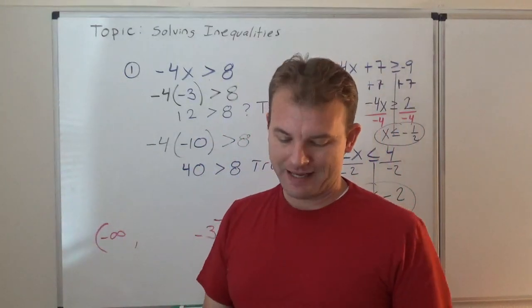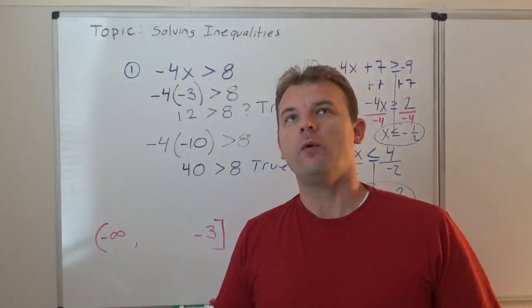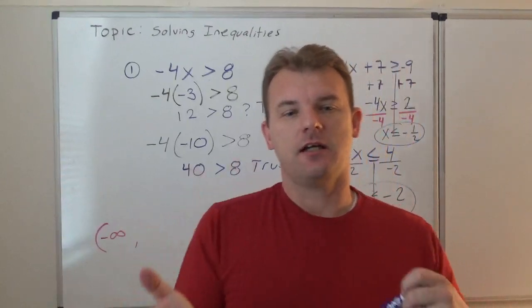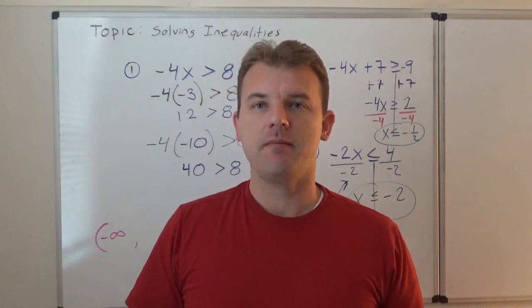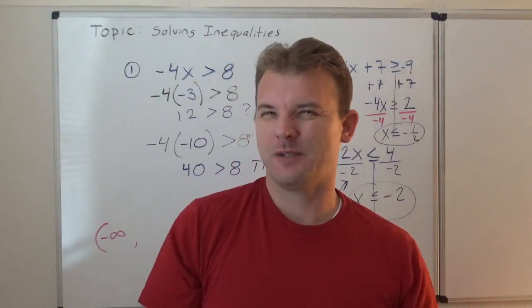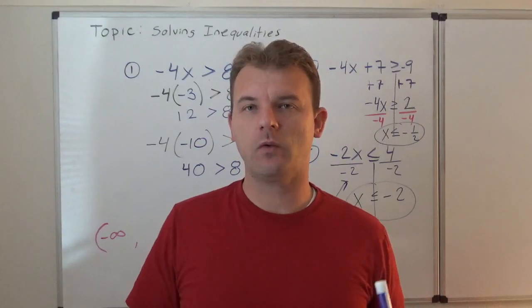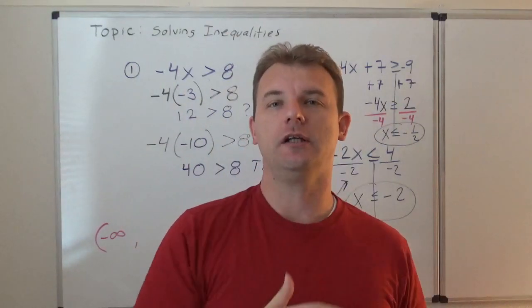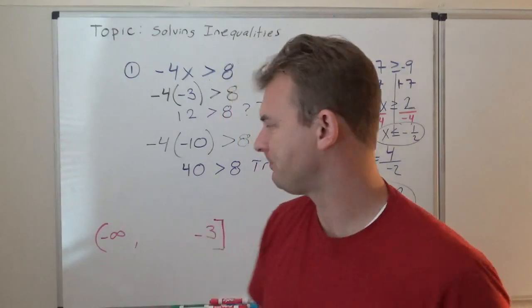And the reason that makes it true is because when we multiply or divide by a negative number, sometimes it switches the problem around. And that's pretty much the simple explanation of inequalities. For inequalities, it changes the direction because it's doing the opposite effect.